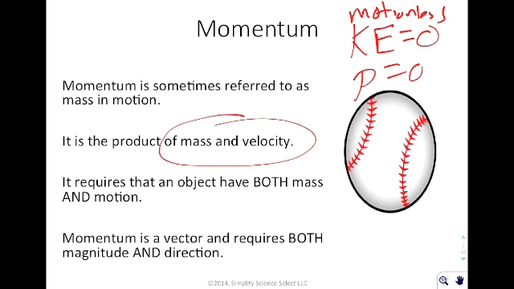Now we also know that momentum is a vector. Now a vector means it requires both magnitude and direction. So whenever you say it has 10 kilogram meter per second of momentum, you should really specify a direction such as right, up, down, left, something along those lines to make sure that somebody understands that it is a vector.